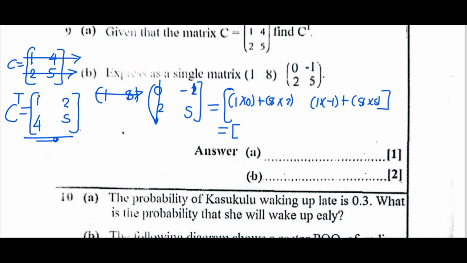And let's see, 1 times 0 is 0. 8 times 2 will give us 16. 1 times -1 is -1 plus 40. Then what is our final answer here? 0 plus 16, we get 16. -1 plus 40, we'll have 39 as our final answer.